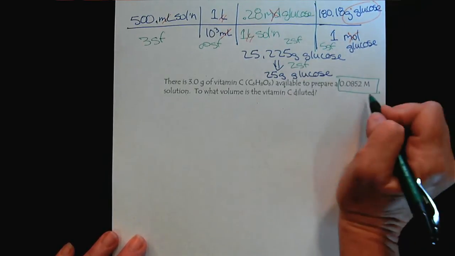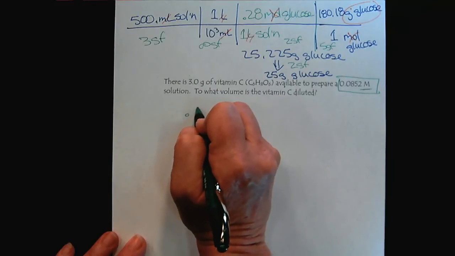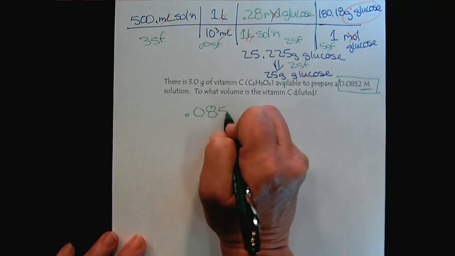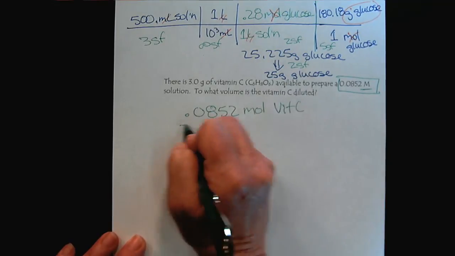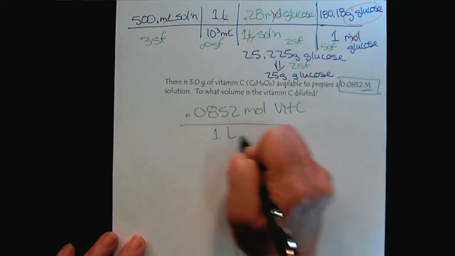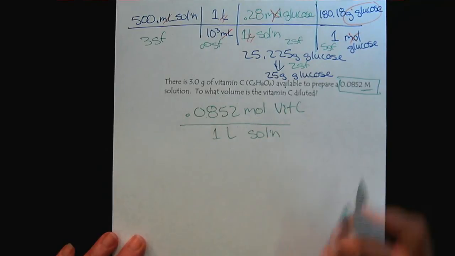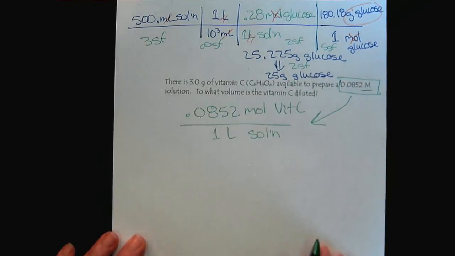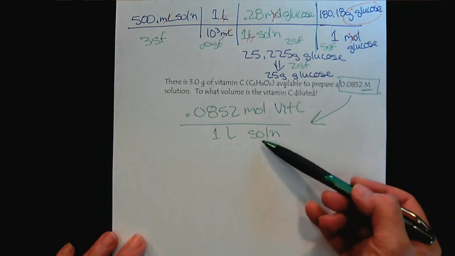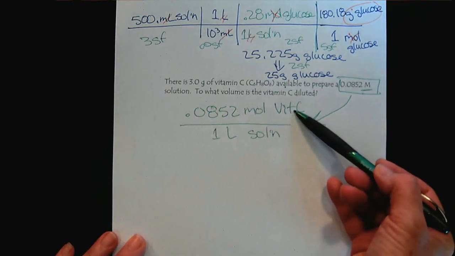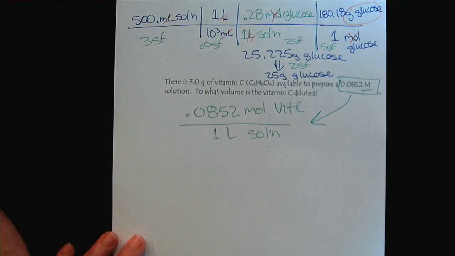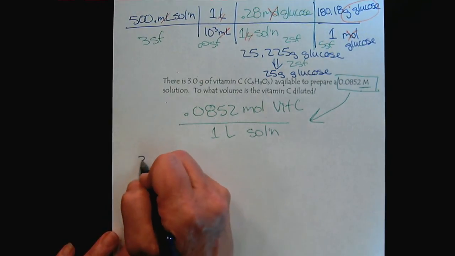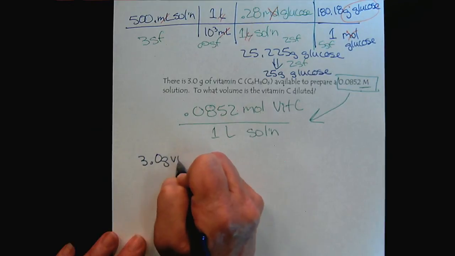So when we see this, we recognize that it's telling us 0.0852 moles of vitamin C per 1 liter of solution. All right, so that's what that's telling us. So this concentration will be the conversion that gets us from our solute to our solution. Now, in this example, we're starting with the solute. We've gone to the shelf and all we can find are 3 grams of vitamin C.